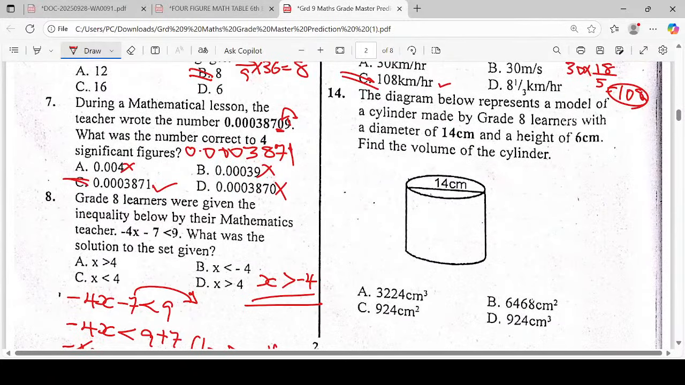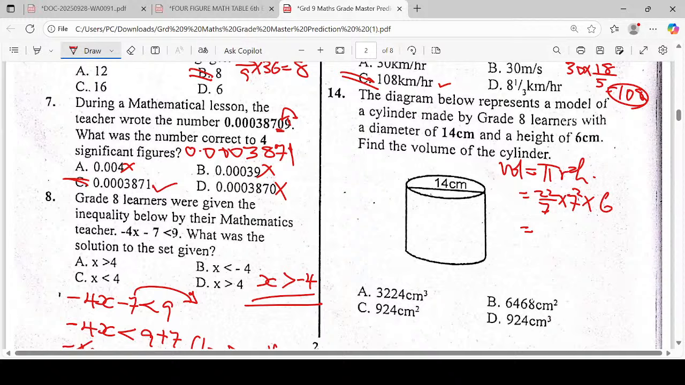The diagram below represents a model of a cylinder made by grade 8 learners with a diameter of 14 centimeters and a height of 6 centimeters. Find the volume. How do you get the volume of a cylinder, learners? The volume of a cylinder is given by pi r squared h. Our pi will be 22 over 7 times the radius of the cylinder. If the diameter is 14, the radius will be 7 squared times the height. You've been told that the height is 6. That's the formula you are going to use.